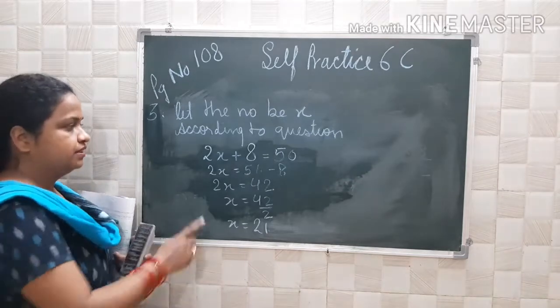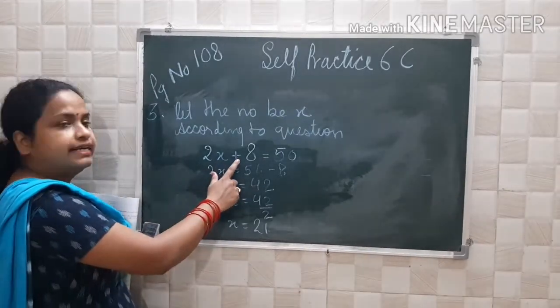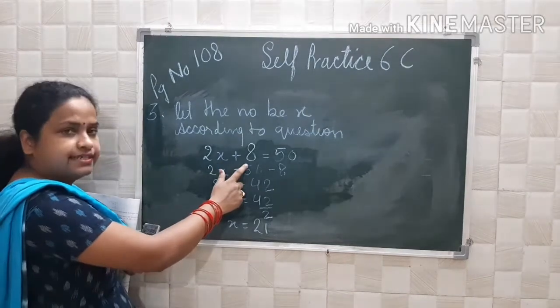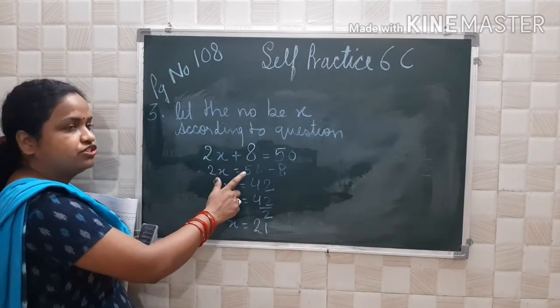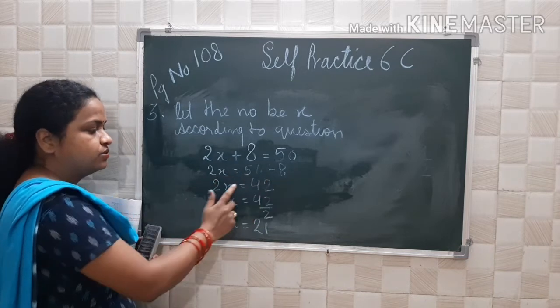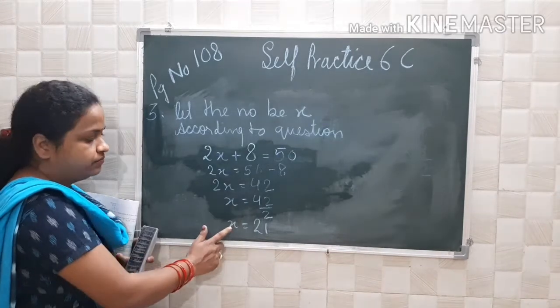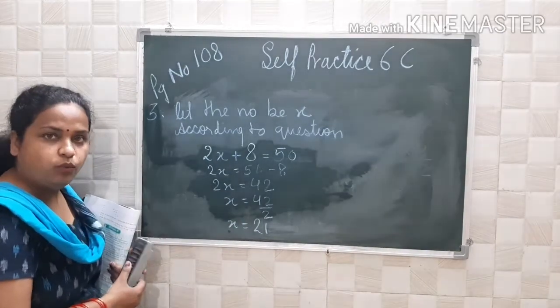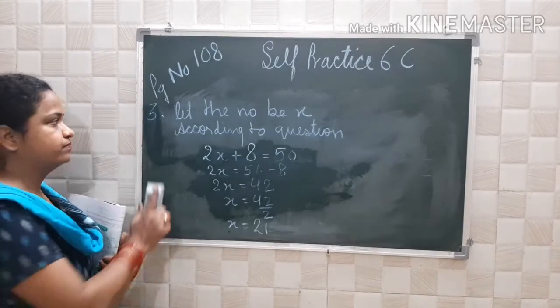Is it clear? A number is multiplied by 2 means 2 into x, and 8 is added to the product, so plus 8, which is equal to 50. 2x will be equal to how much? 50 minus 8. 2x will be 42 and x will be 42 by 2. X is equal to 21. Correct? Now see question number 4.